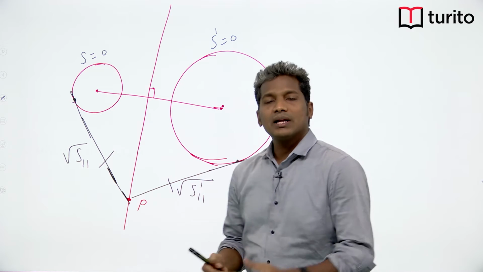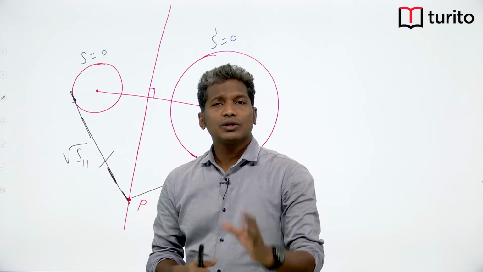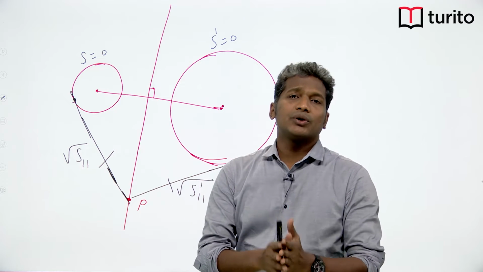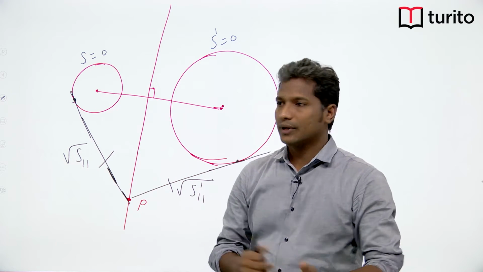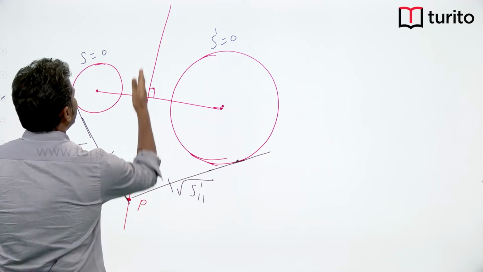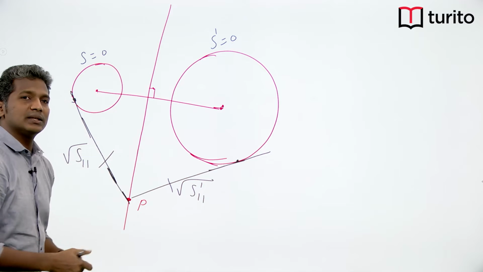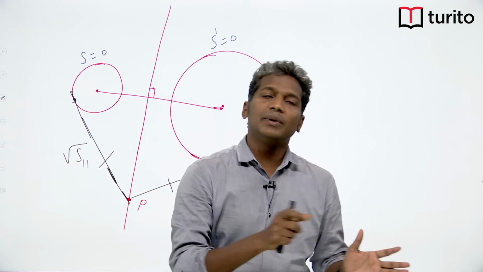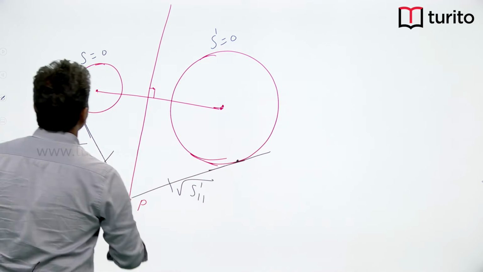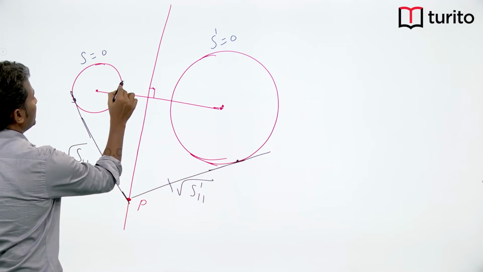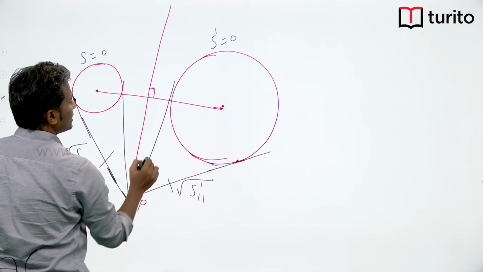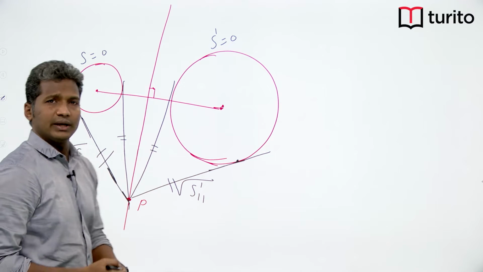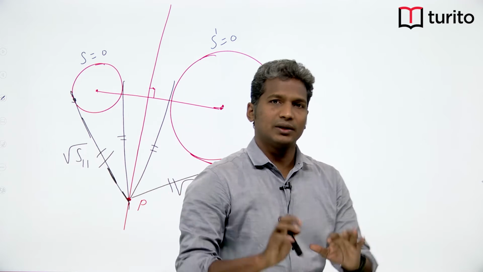So, in a way we can say that the radical axis is the locus of a point from which tangents of equal lengths can be drawn to two different circles. So, from any point on this radical axis, if we draw tangents to two different circles, they will be of equal lengths. From any external point to a circle, two tangents are possible. So, here all these four tangents will have equal lengths. This is the logic.